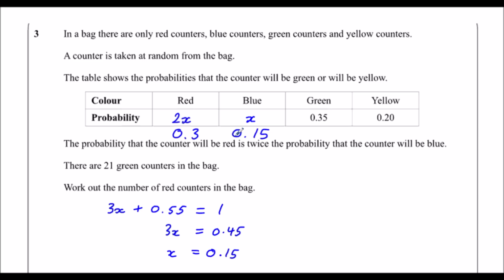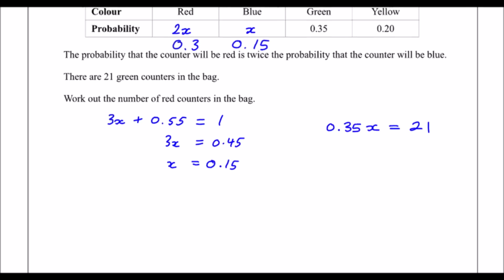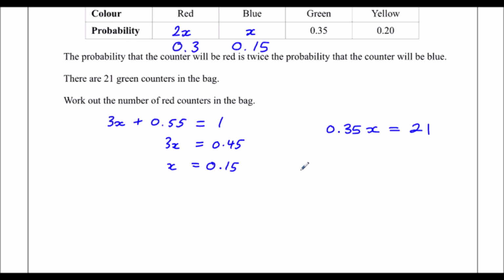So there are 21 green counters in the bag. So 0.35 times the number of counters in the bag is 21. If we had a calculator, I'd probably divide both sides by 0.35. You could still do that, and that will tell you the total number of counters. Because we don't have a calculator, I think it might be easiest to say that 0.35 is 35%, so 35% of the number of counters is 21.